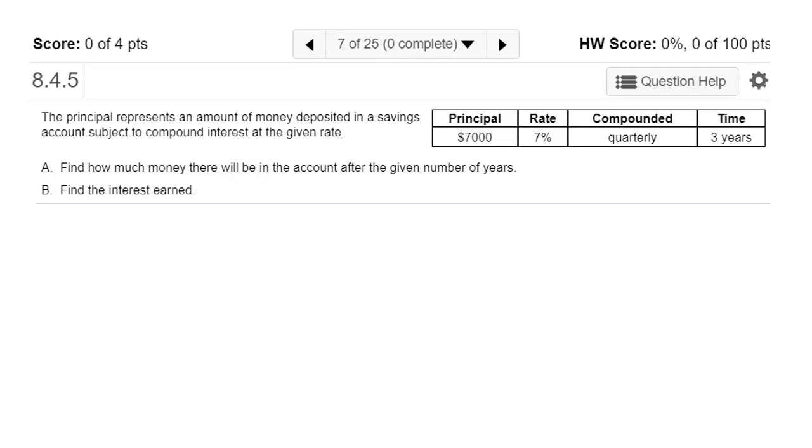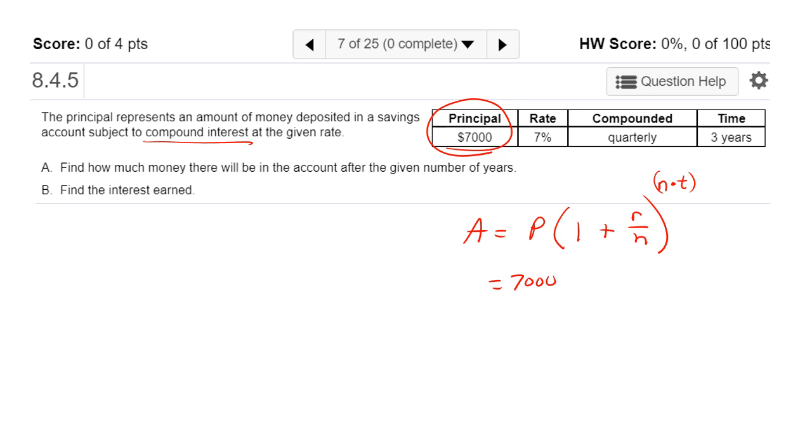Here in question 7, we're going to be using the compound interest formula. So just a reminder of that formula, A is equal to P times 1 plus R over N, all raised to the exponent N times T. Now P is my principal again, and the principal here was given to be $7,000. So I will substitute in 7,000 right there. R in the formula is the rate again. Here the rate is given to be 7%, which is 0.07.